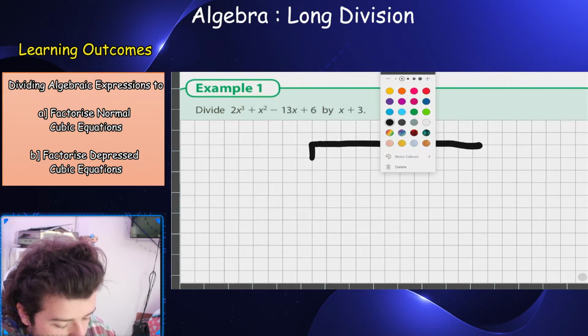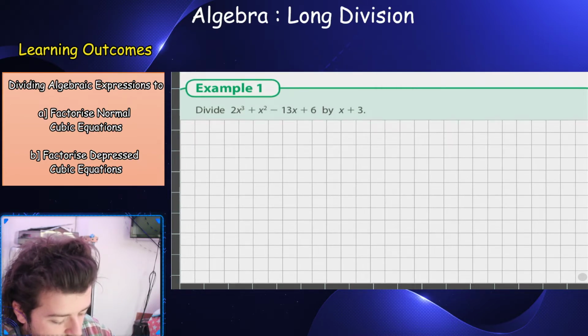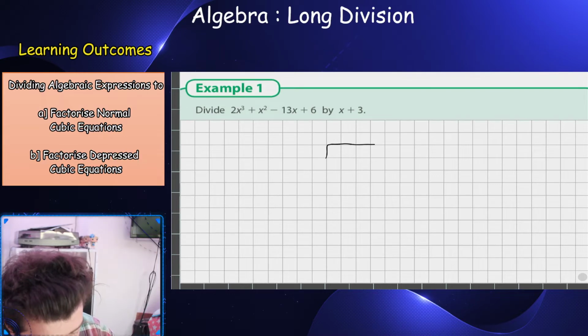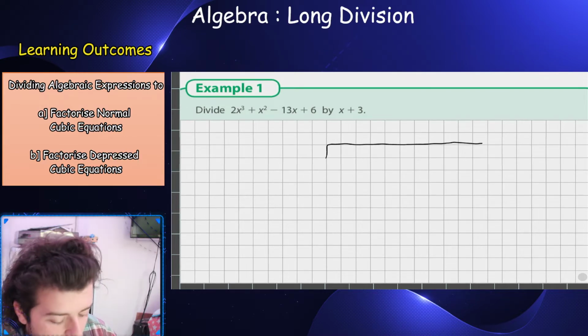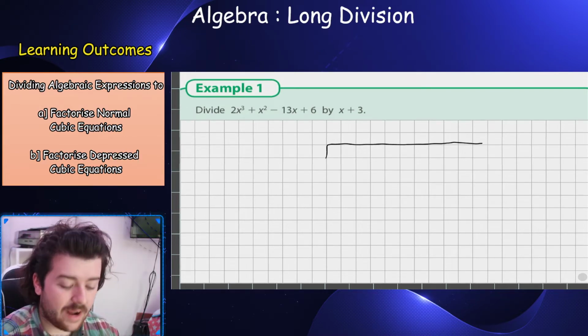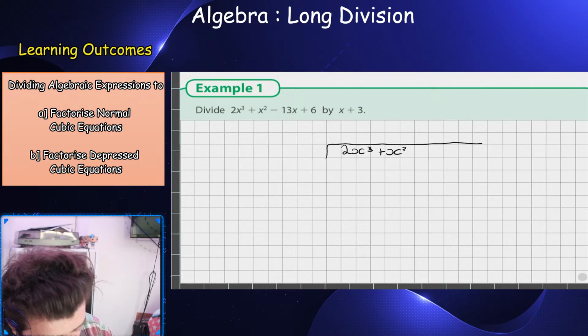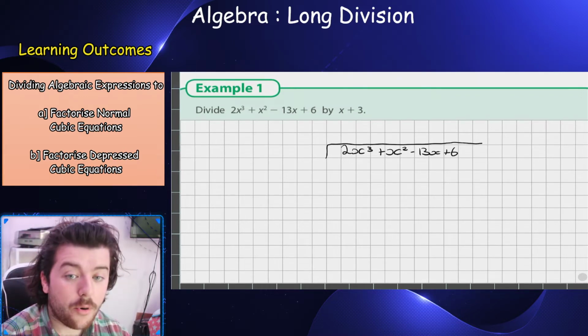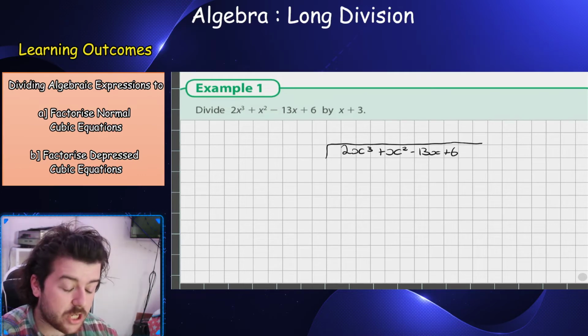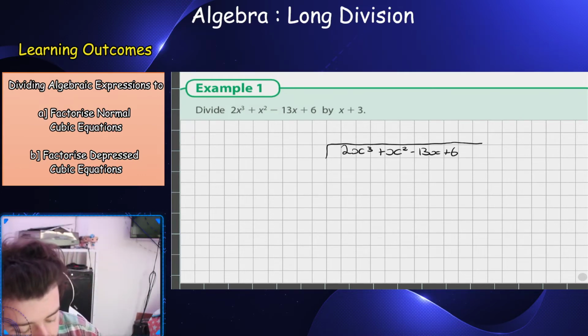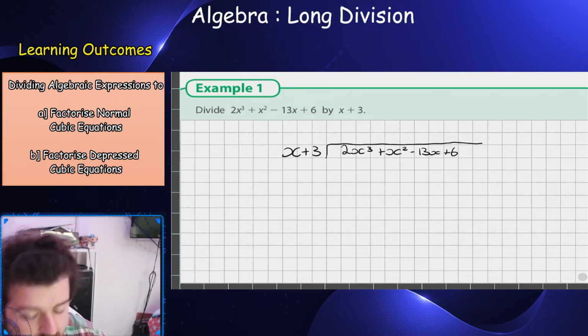Let's draw a line here. There you go, much better. And then I'm going to put the term I'm dividing into underneath it, so it's going to be 2x cubed plus x squared minus 13x plus 6. And then I'm putting the expression I'm dividing by on the outside, which is x plus 3.